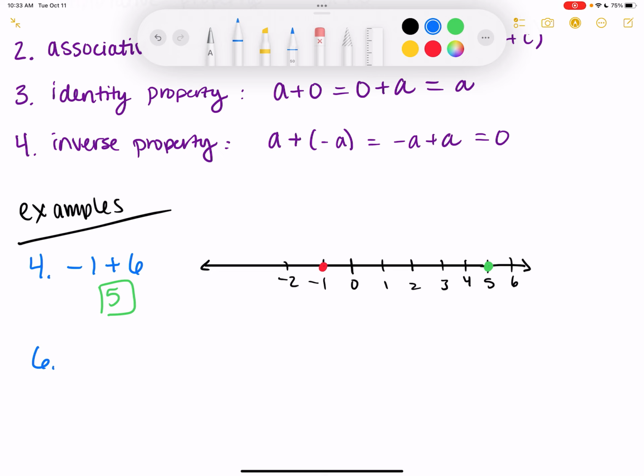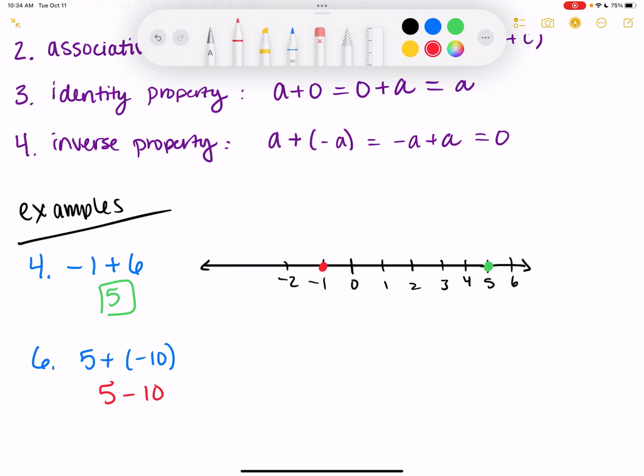Number 6 is 5 plus -10. I will just tell you, I would always think about this as 5 minus 10 when I see this. I'm not going to think about plus and negative. I think that gets really confusing.